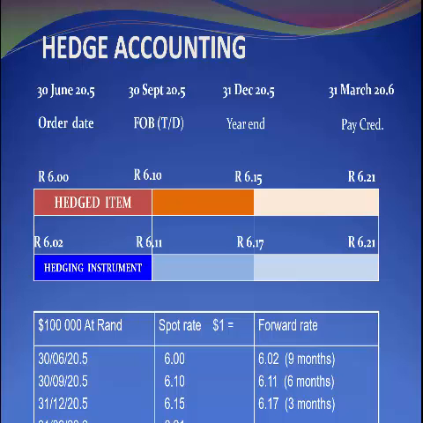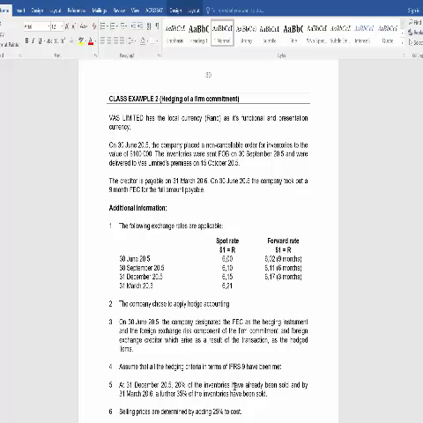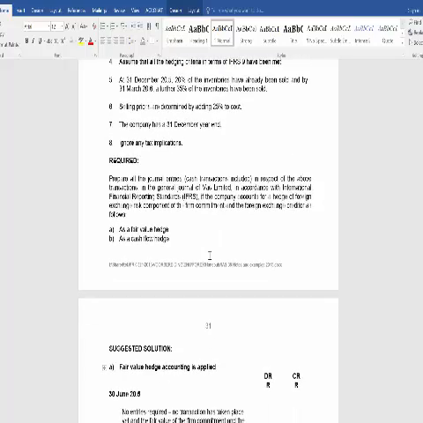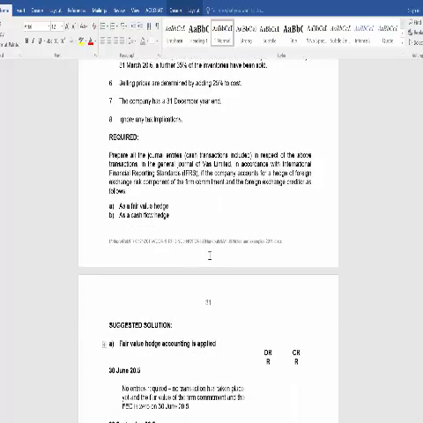So let's have a quick look at our journal entries. There on page 30 you will find the class example number 2, and then on page 31 you'll find the journal entries. Now, as we said previously, on 30 June, that was your order date. Is there any transaction on that date? No. No transaction has taken place yet, so therefore there are no journals for that date.